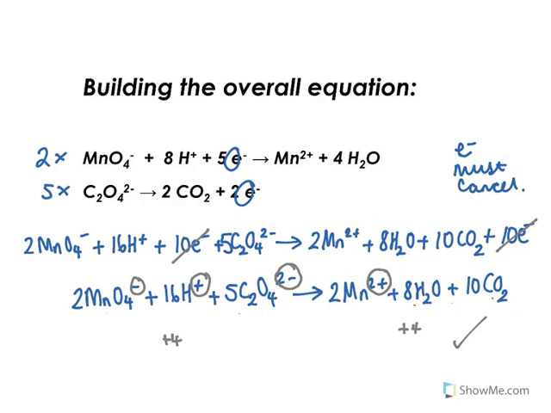Okay, now that we've been through the steps and stages for balancing and writing these redox equations, go and have a look at some of the examples that you've been set to do, and dip back into this video if you need to do so, please.